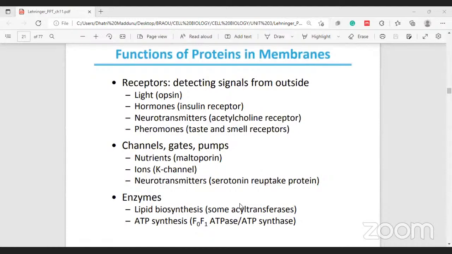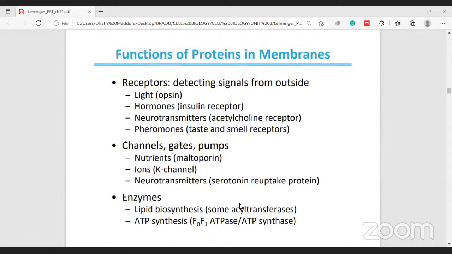Now we have discussed that there are different types of proteins, like integral proteins, transmembrane proteins, and peripheral proteins, or lipid-anchored proteins. Now what are the functions of the proteins? They act as receptors in the detection of signaling from the outside.